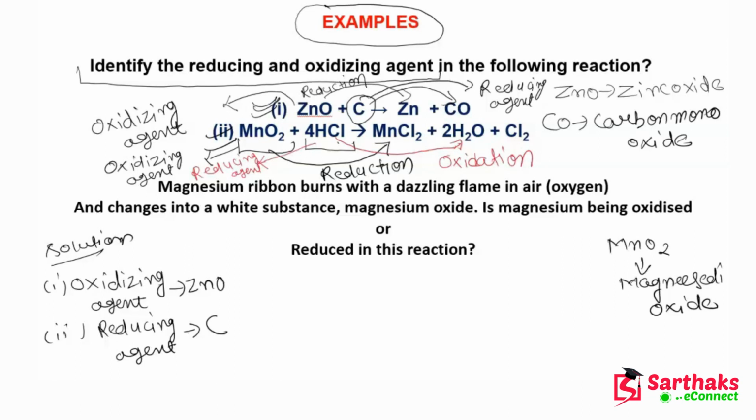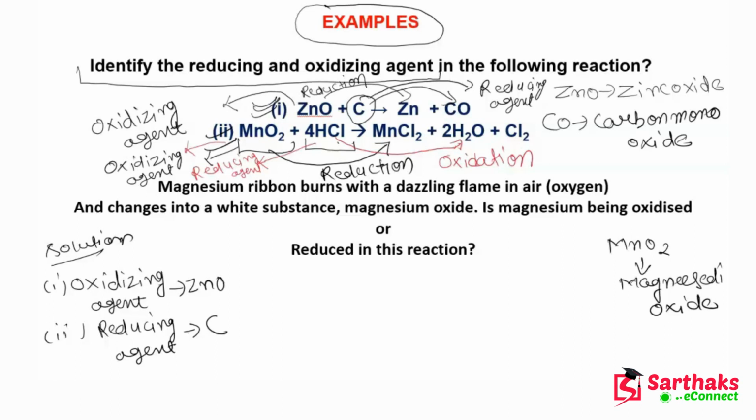So I hope guys, you have been able to understand the solution of this question. Here this MnO2 is the oxidizing agent and this HCl is the reducing agent. And we have also understood what a reducing agent and what an oxidizing agent is.